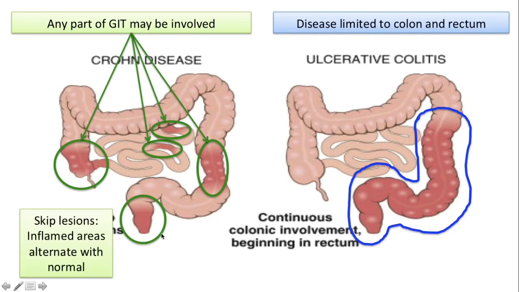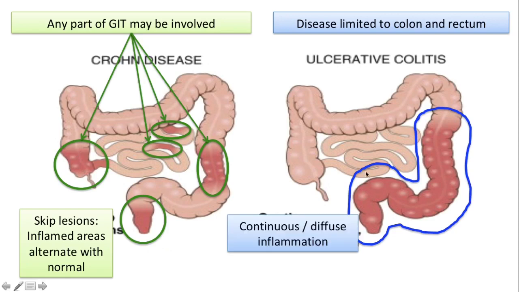Skip lesions. You can see the inflamed areas are these red circled areas, and you have alternating inflamed and normal areas, with no specific pattern whatsoever.